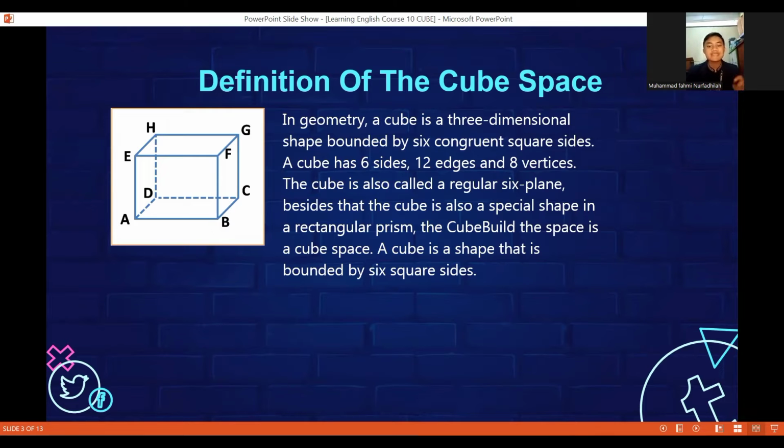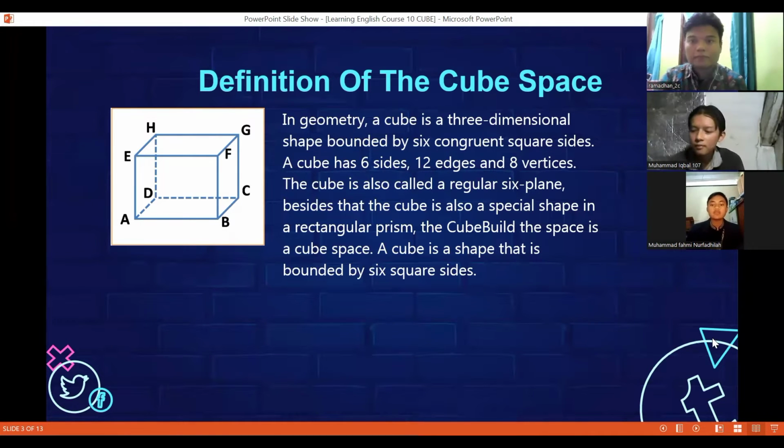A cube has 6 sides, 12 edges, and 8 vertices. Sides in Indonesian is sisi, and edge in Indonesian is rusuk. And 8 vertices in Indonesian is titik sudut. The cube is also called a regular six-plane. Besides that, the cube is also a special shape of a rectangular prism.